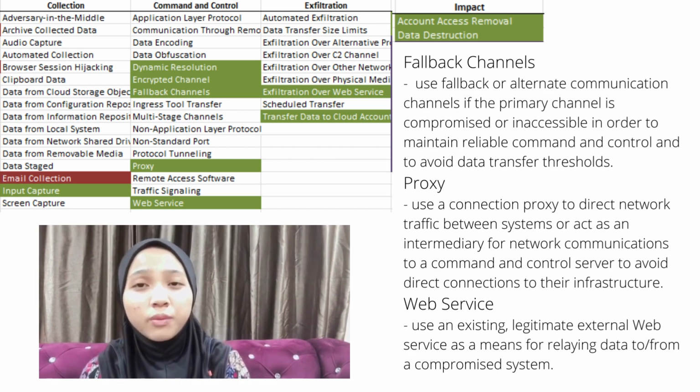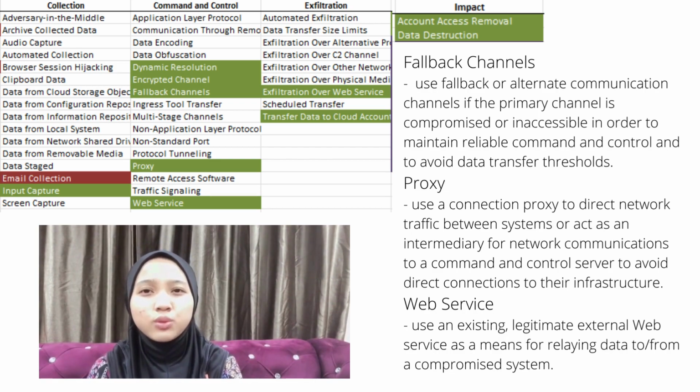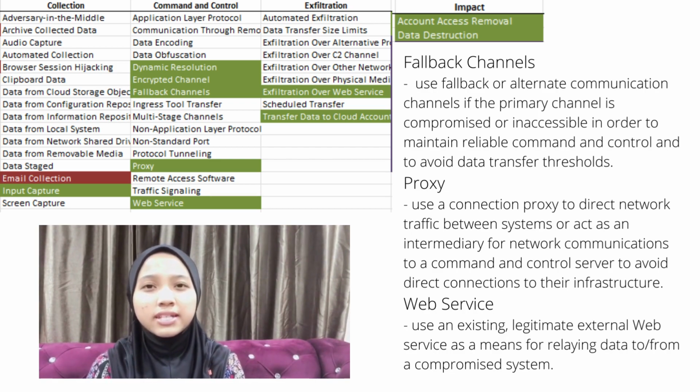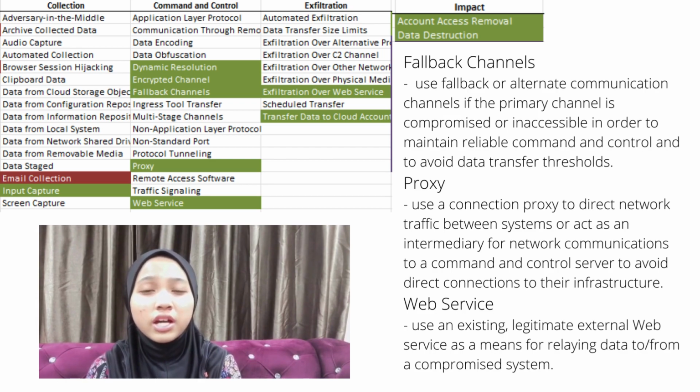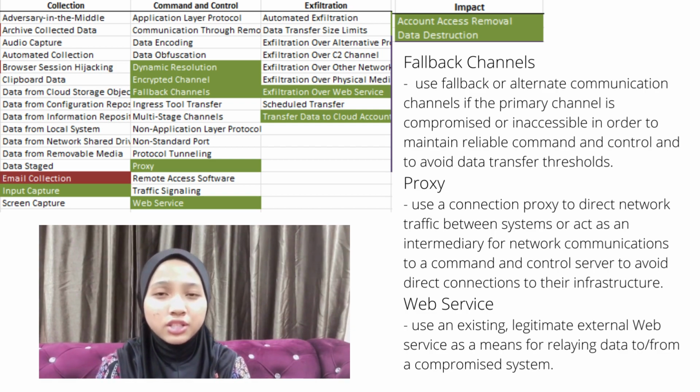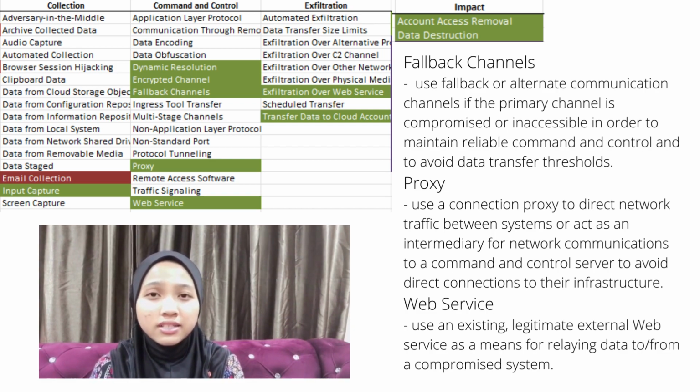For proxy, we may use a connection proxy to direct network traffic between systems or act as an intermediary for network communications to a command and control server to avoid direct connections to their infrastructure. Many tools exist that enable traffic redirection through proxies or port redirection, including HTRAN, ZXProxy, and ZXPortMap.